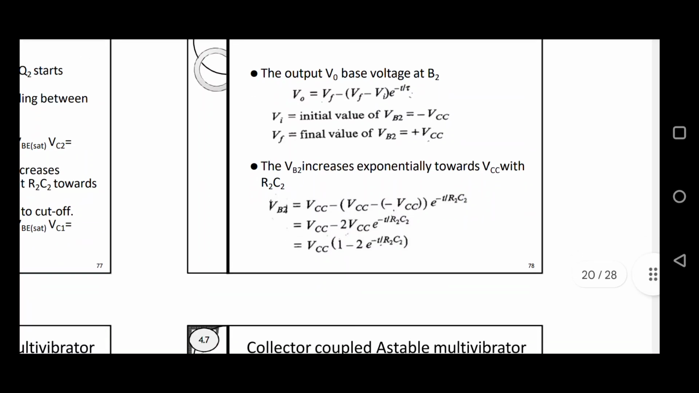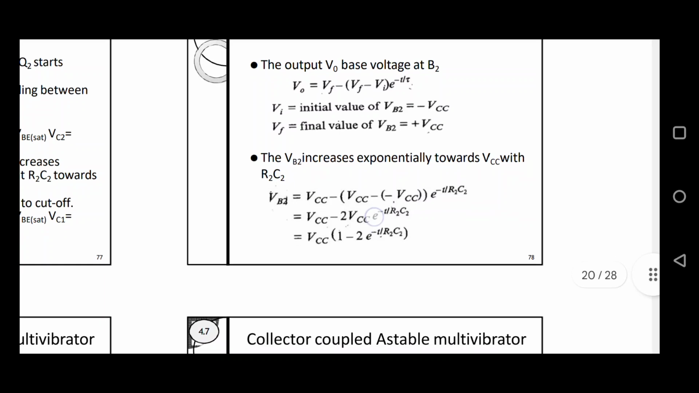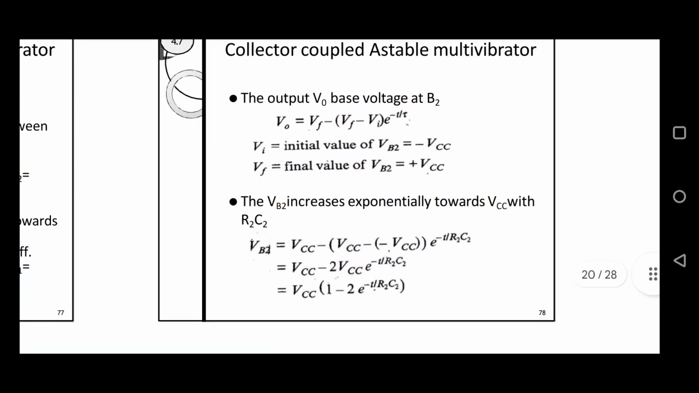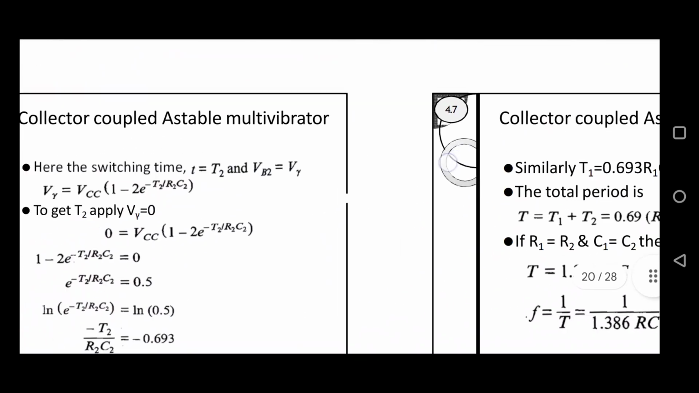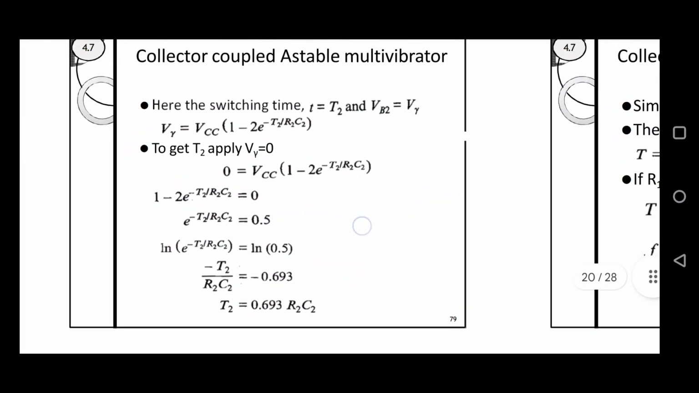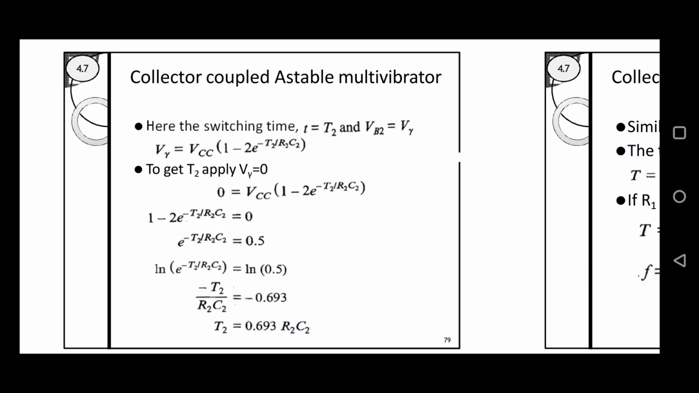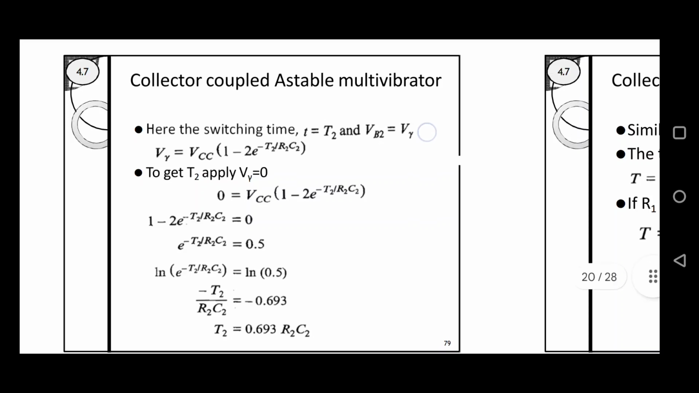So I can get V0 equal to VCC minus (minus VCC) into e power minus t by tau, right? So here 2 VCC will be there. You can take VCC as common in this equation: VCC into 1 minus 2 e power minus t by tau. This tau value can be given as R2 and C2, so minus t by R2 into C2. From this equation I am going to apply some values. Here the switching time t equal to capital T2 and VB2 equal to V gamma, which is the cut-in voltage.